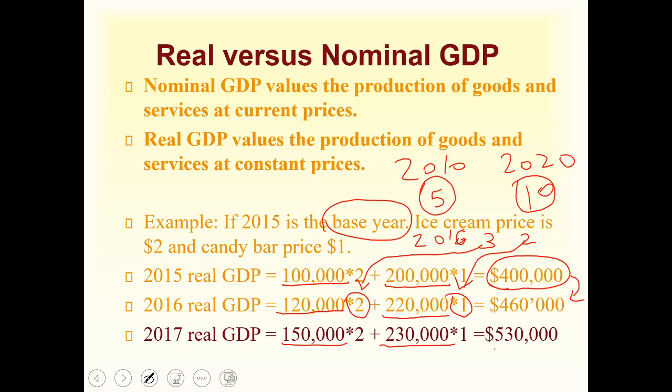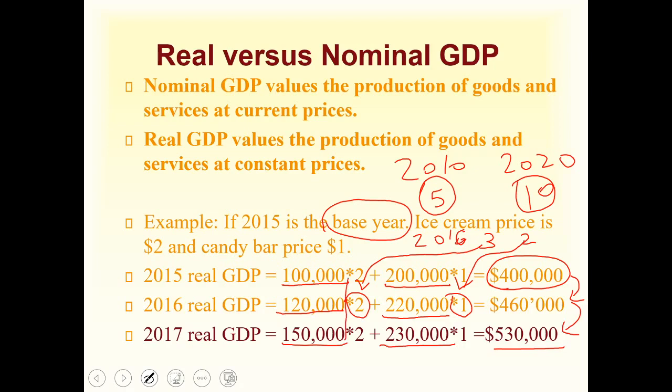So that is 530,000, a further increase of $70,000 to the GDP. So these are the real increase in GDP and not the nominal increase in GDP. Real GDP always takes into account the increase in production and not an increase in the price level.